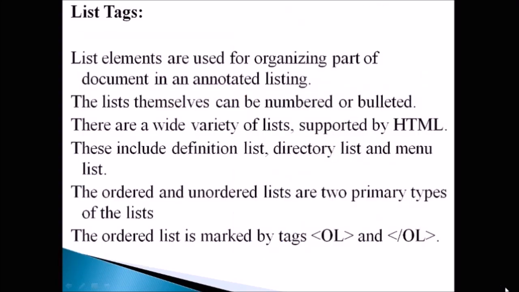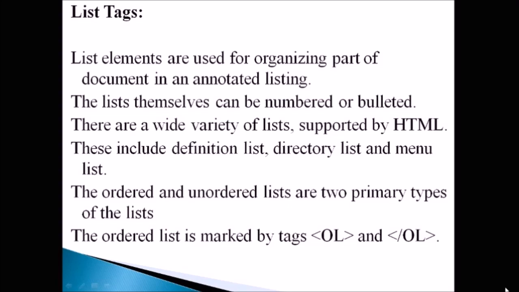Next tag is list tags. These tags are used for organizing part of a document in an annotated listing. Annotated is nothing but giving explanation or comment. Okay. So those parts can be organized using these tags. The lists themselves can be numbered or bulleted. You might have seen in Word where we may have different number options and different bulleting options, isn't it? Like that, to make the list elements with number or bullet, we can use these list tags.